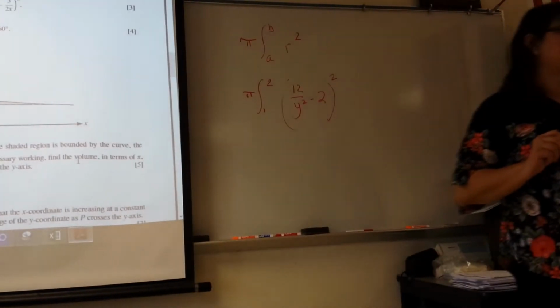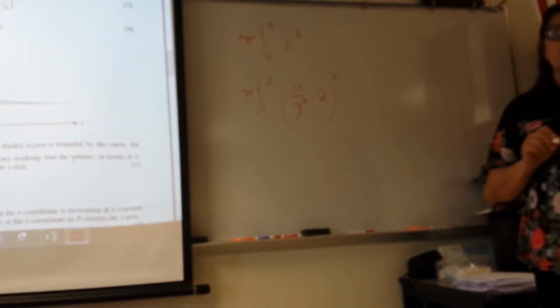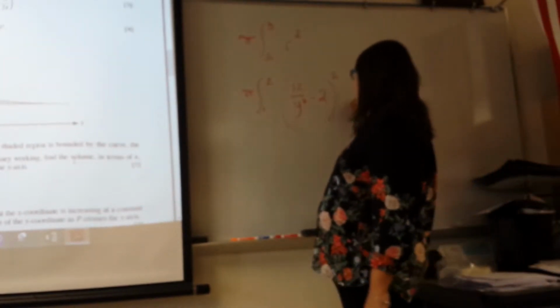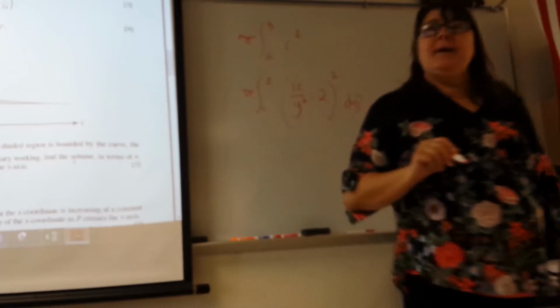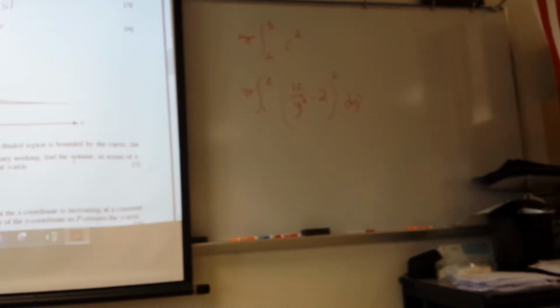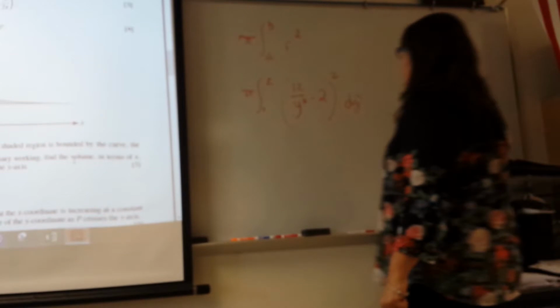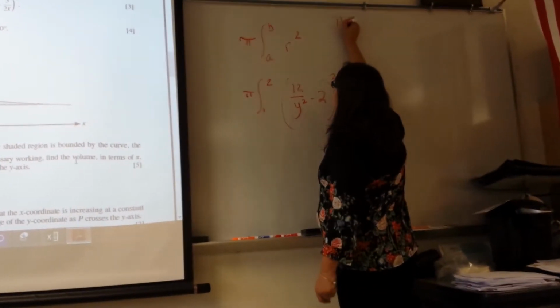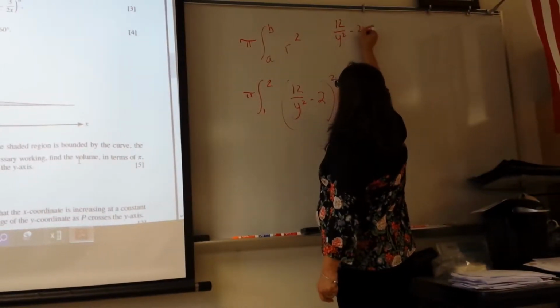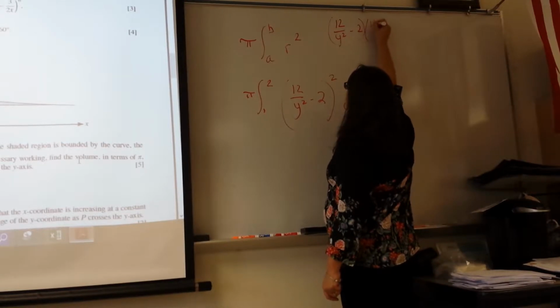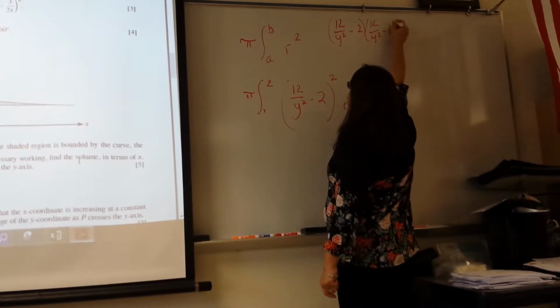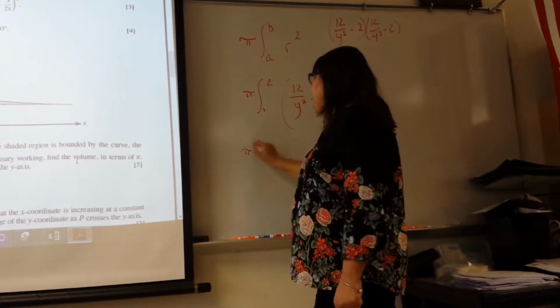What did I forget? A little dy. Oh, I put a pi in front, so I'm good, right? I didn't forget my pi. Because it's pi r squared, it's the radius squared. It's just the formula. People made a mistake on squaring this, actually. You gotta FOIL it out.